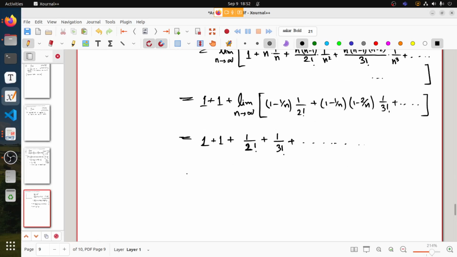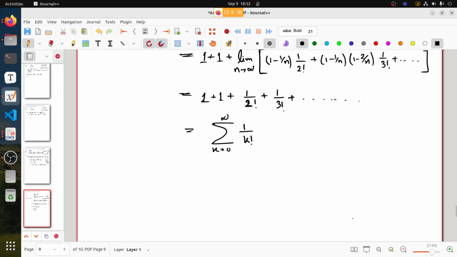So now, what is this? You can write it as the sum over k equals 0 to infinity of 1 by k factorial, because 0 factorial is 1 and 1 factorial is 1, so we get this series. This is a well-known series, and it is the value of e. What is e? e is this series.